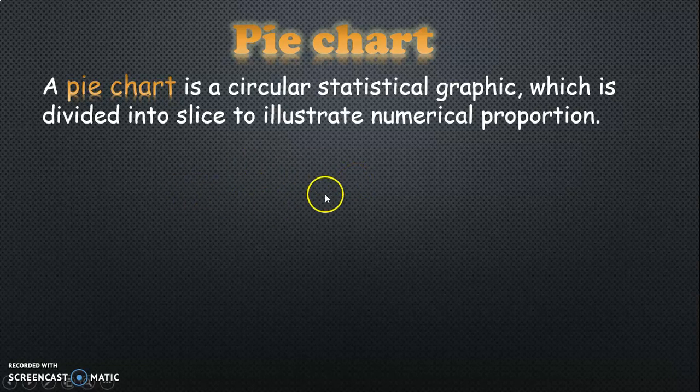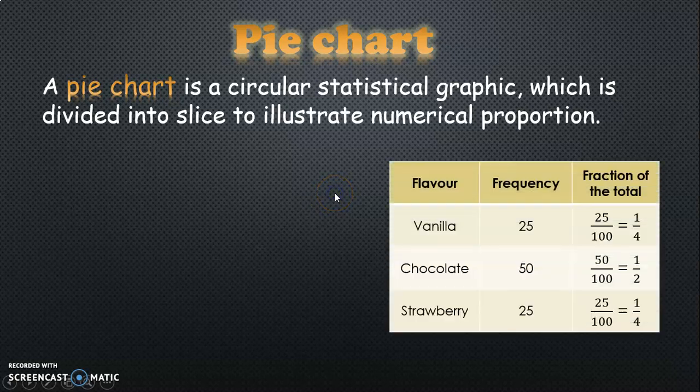Before we do a pie chart, we must have a frequency table. As you see in this frequency table, it is showing different flavors of ice cream. Frequency shows the people who want this flavor. It is important to know that if we add all the frequencies, the total is equal to 100, in order to do the fraction of the total.